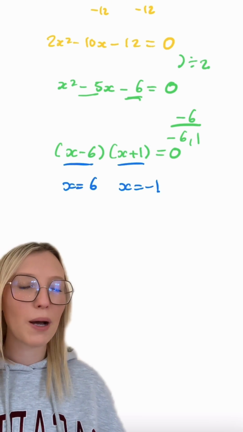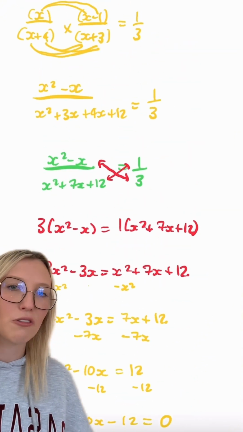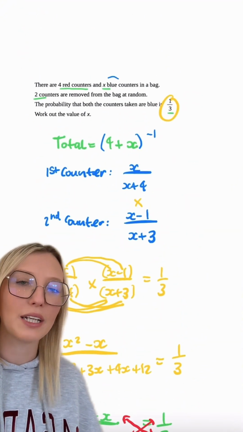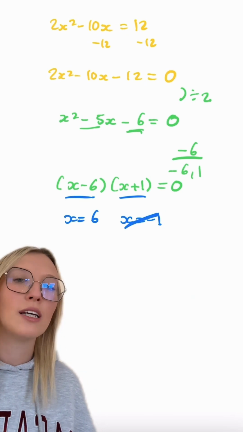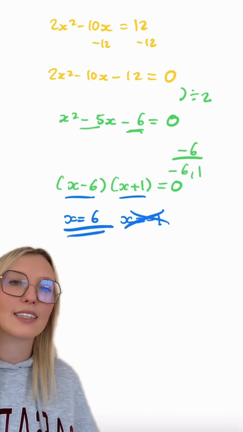Now, if we take a look back at what X is, it's the number of blue counters. So we know that that cannot be negative. So we can eliminate the answer of X equals minus 1. So there must then be 6 blue counters in the bag.